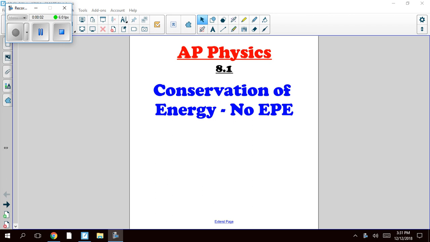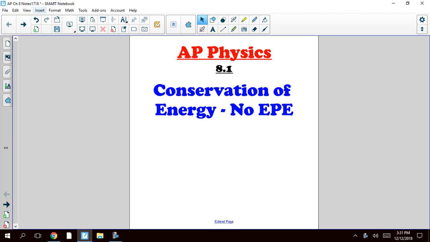All right, here we go. So Unit 8 really is just more energy. Specifically, we're going to focus on two things. 8.1 and 8.2 are both about conservation of energy. And then 8.3 is about what are called potential energy graphs.